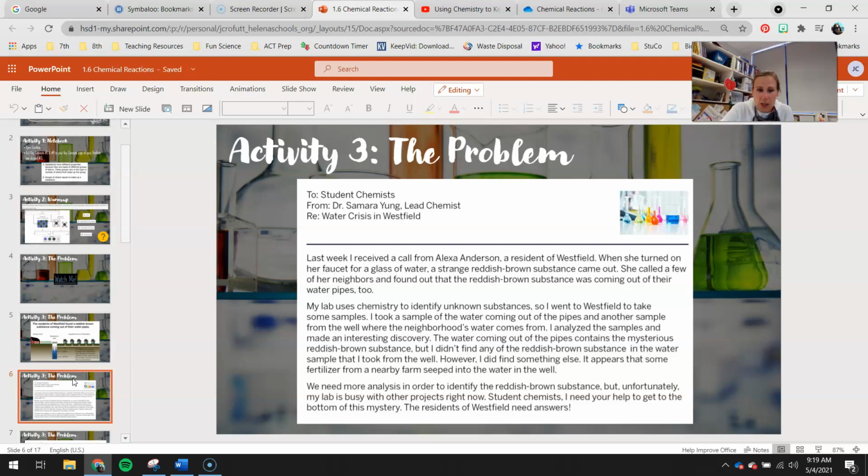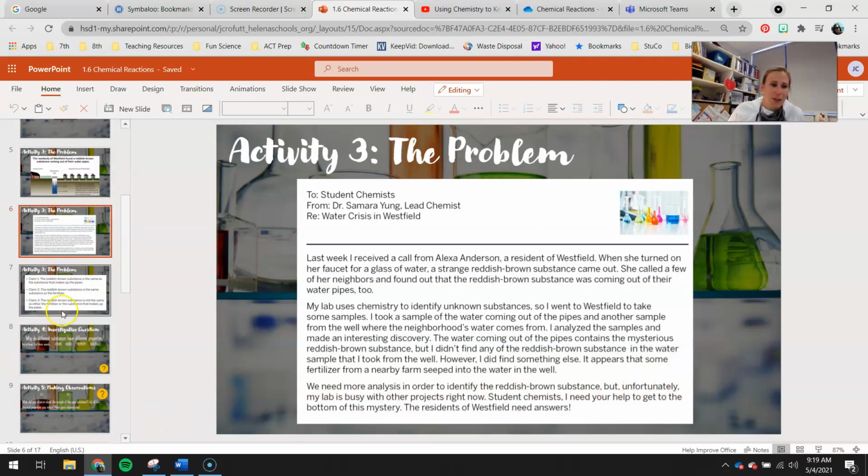It appears that some fertilizer from a nearby farm seeped into the water in the well. We need more analysis in order to identify the reddish-brown substance, yet unfortunately my lab is busy with other projects right now, so why don't we call in a group of 8th graders who at this point know not a whole lot about chemistry to help us. So student chemists, we need your help to get to the bottom of this mystery. The residents of Westfield need answers.